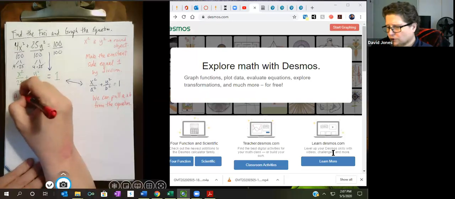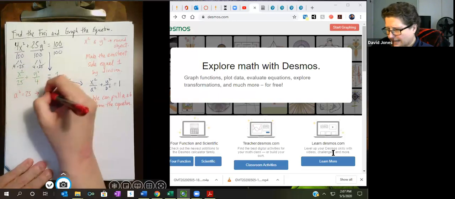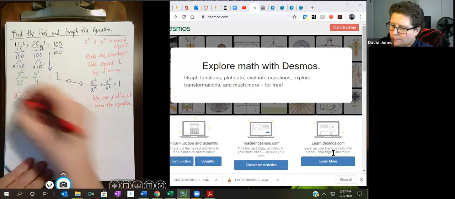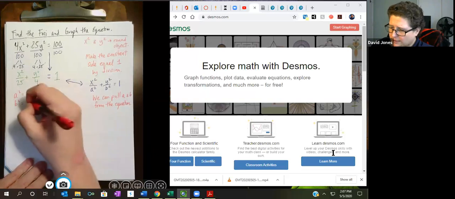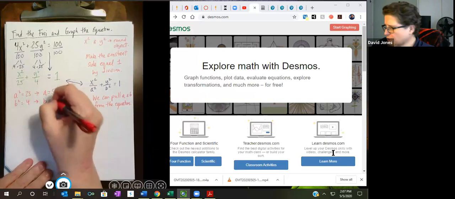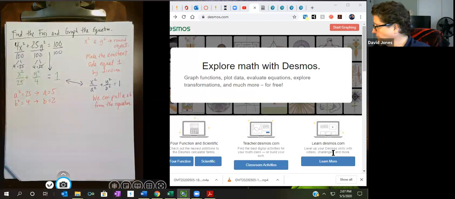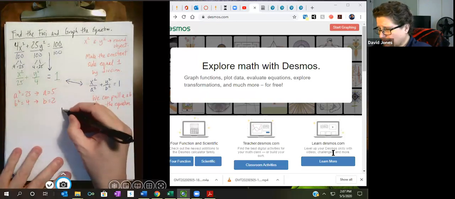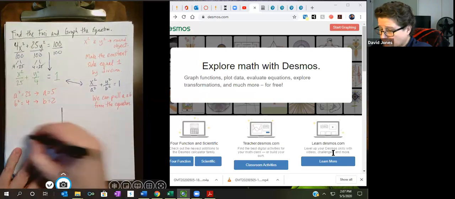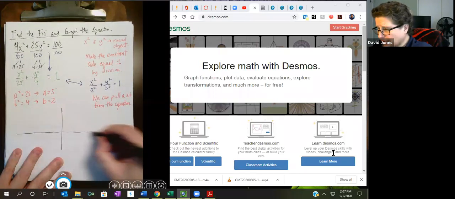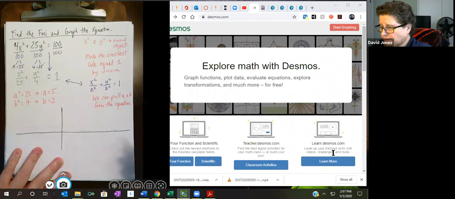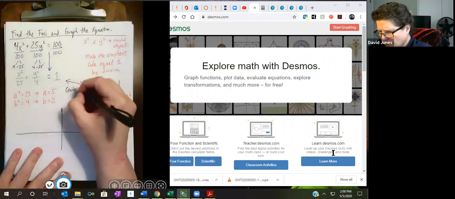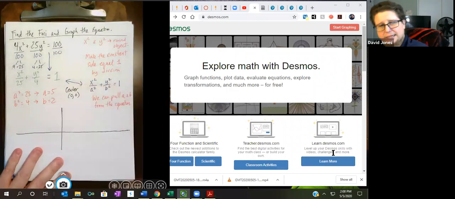A squared equals 25, a equals 5, b squared equals 4, b equals 2. So I'm going to graph it, and then I'll find the foci. My center is 0, 0, because I had nothing in parentheses with the x and the y.